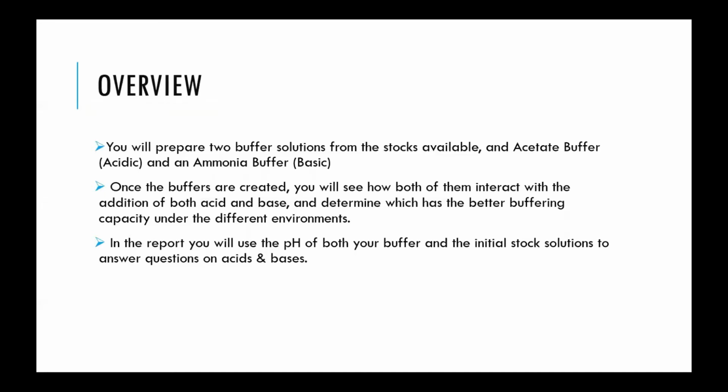Once you have the buffers created, you're then going to see how they interact with acid and how they interact with base. You're going to take both of those buffers and to each of them add a little acid and see how they react, and then add a little base and see how they react. You're going to be using the pH of both your buffer, the stock solutions, as well as after you react the buffers with either acids or bases, looking at the pH of these and using those to determine which one has a better buffering capacity and for what type of compounds.